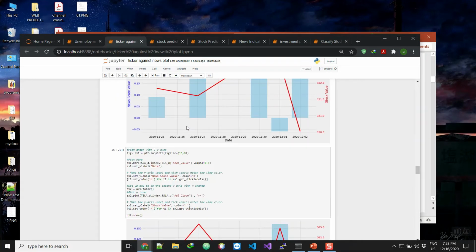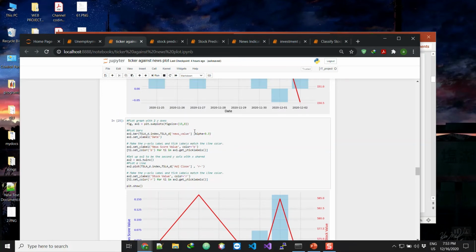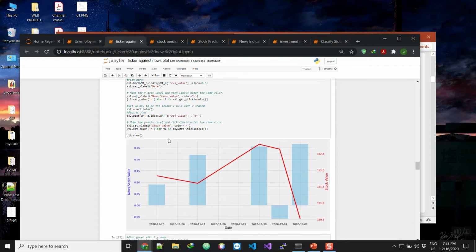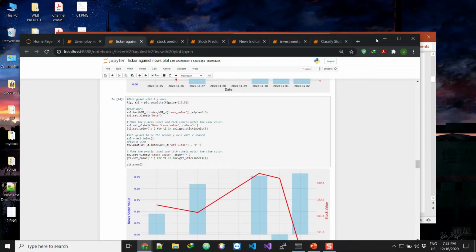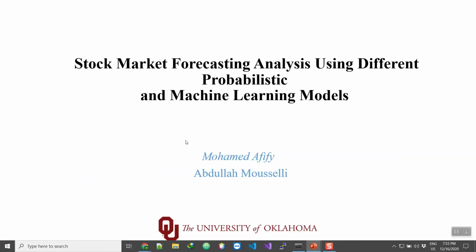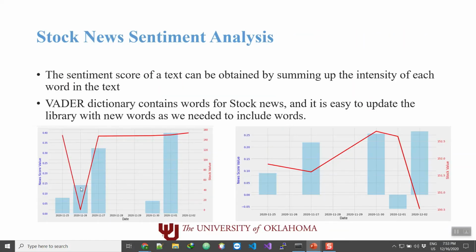For example, here we can see the Tesla news, and here we can see the Walmart. And I think in this I included Disney and Walmart as an example of how the model worked. As we can see on 26th of November, it predicted that the price will go up, and on the 27th we see it's a huge jump.